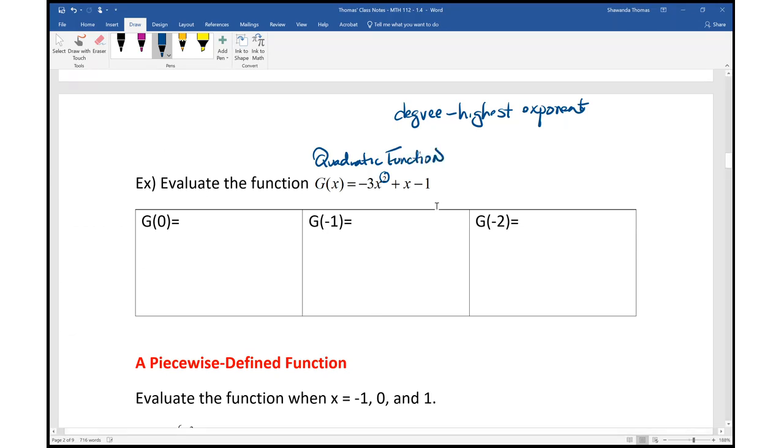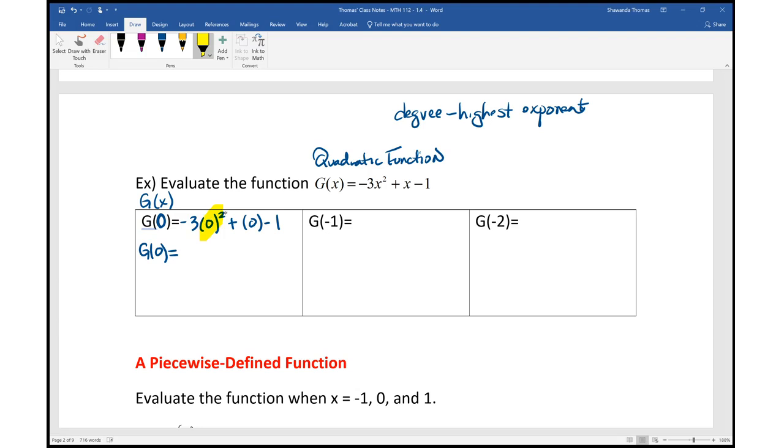Let's evaluate the function at 0. Therefore, g of 0 equals, we are replacing that x with a 0 in the g of x function. So we have -3 times 0 squared plus another 0 minus 1. G of 0 equals 0 squared here is 0, times that -3 will give us 0. Therefore, g of 0 is equal to -1.